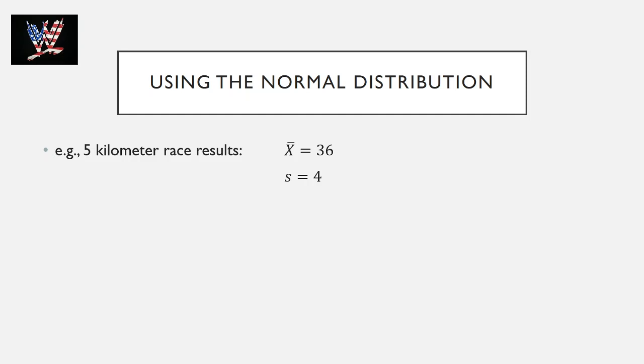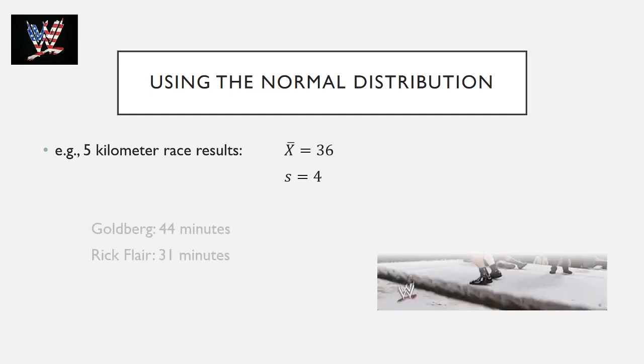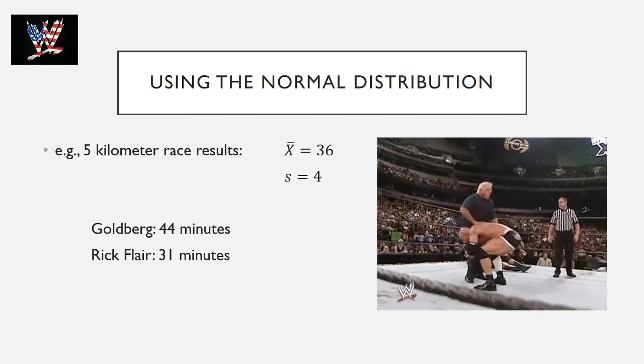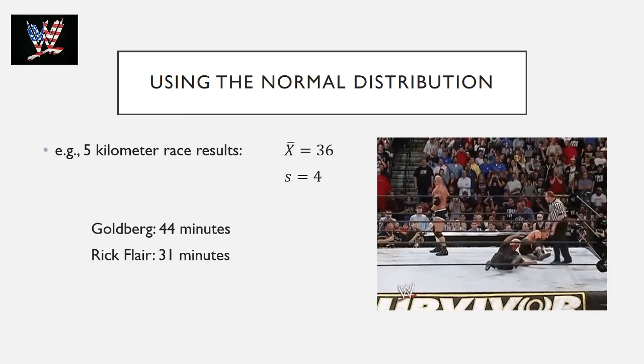So, to start, here's a hypothetical variable. Let's say I have individuals running a 5K race. I know that the average time to finish the race is 36 minutes with a standard deviation of 4. Let's say this 5K race is a WWE charity event, just because that example is fun for me.